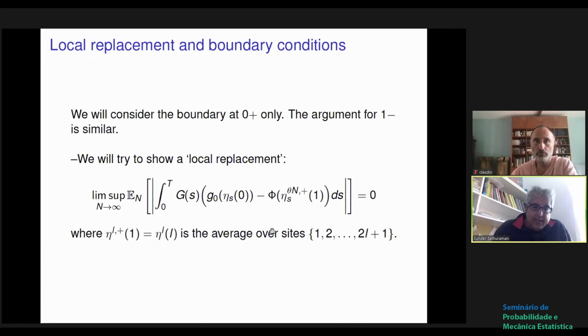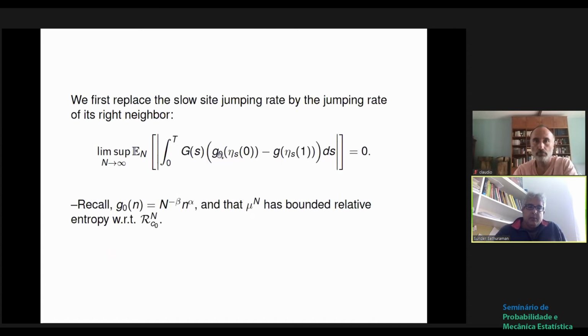Let me try to argue why that is reasonable to expect. This is something we also saw in the paper of Milton, Claudio, and Augusto, who were looking at this kind of replacement in a different context, but we were inspired by that. So if you look at the, we're starting from mu n.